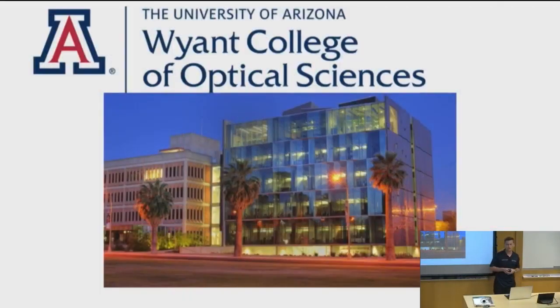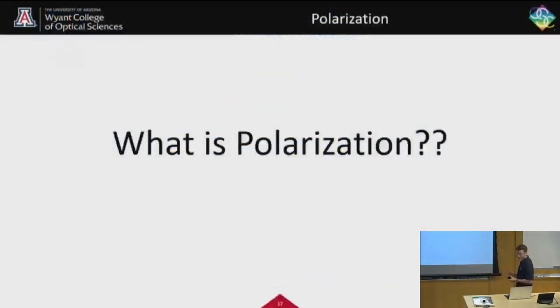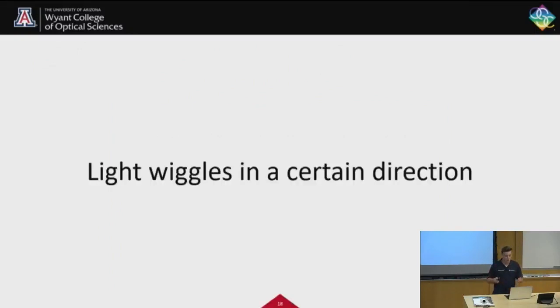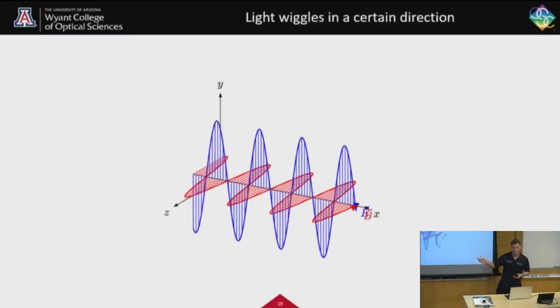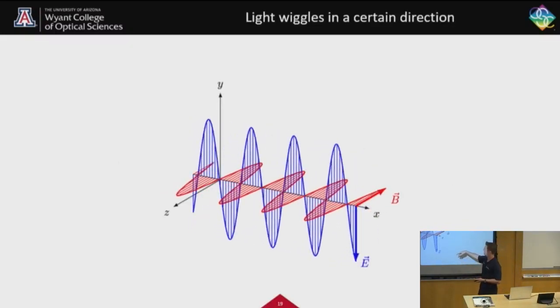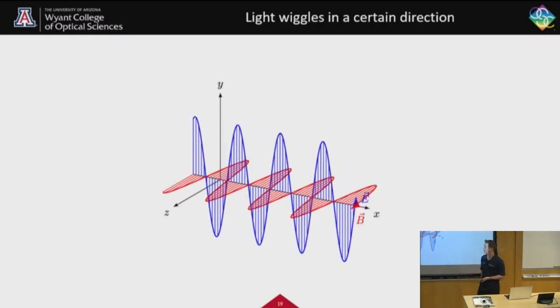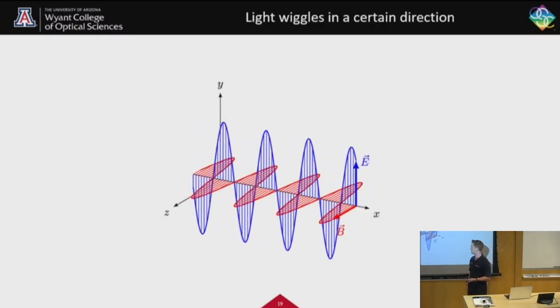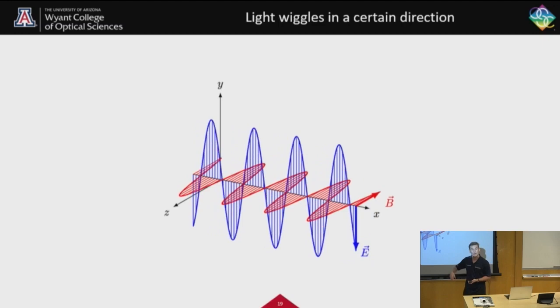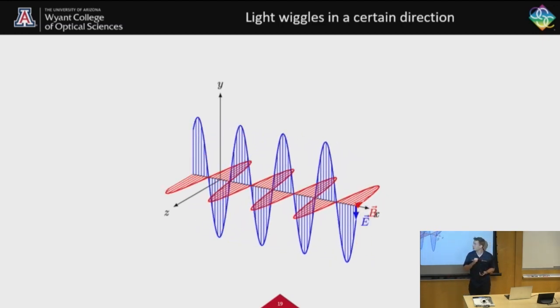I wanted to go over something called polarization. And so what is polarization? It really is just this concept that light wiggles in a certain direction. It might wiggle side to side. It oscillates. That's what it's called. It wiggles or oscillates in a certain direction. As we can see through this demonstration, this is just a light wave traveling to the right, and it's just oscillating up and down.